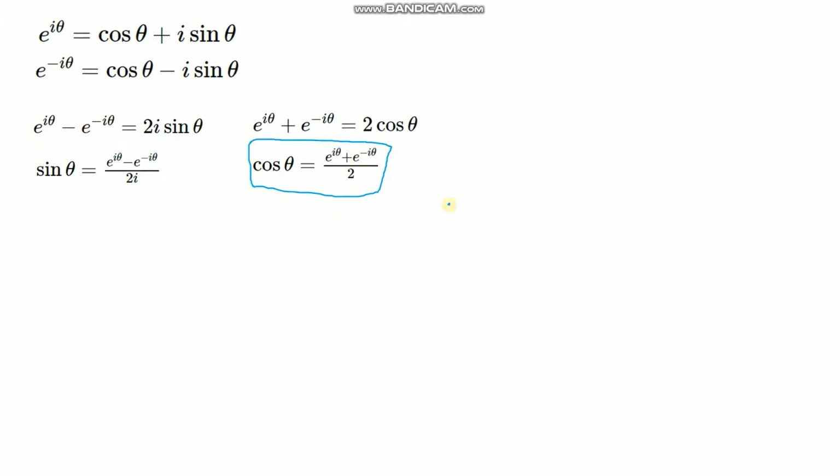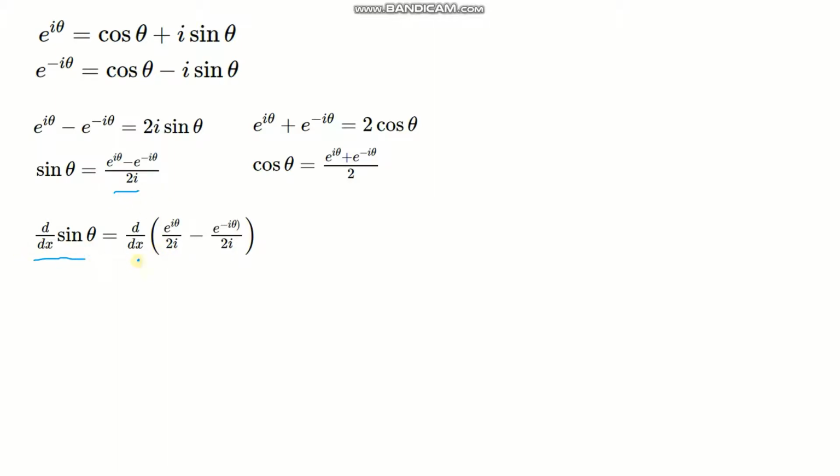Since we're looking for the derivative of sine theta, it is the same as the derivative of the right hand side. So the derivative of sine theta equals the derivative of the right hand side, and the right hand side is the same as e to the i theta over 2i minus e to negative i theta over 2i.